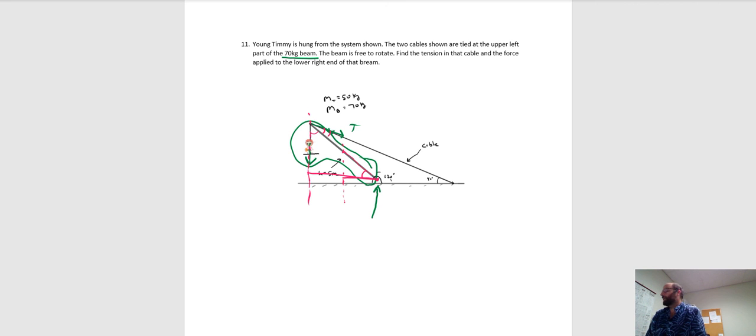So get the free body done, write that torque equation, and the only unknown, if you sum torques about this point, will be that tension right there. So hopefully that'll get you through that problem. Have a great day.